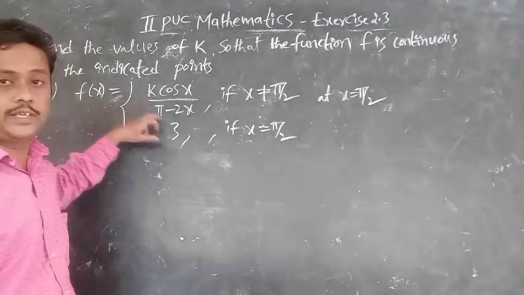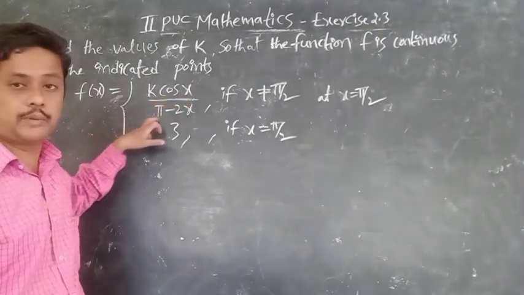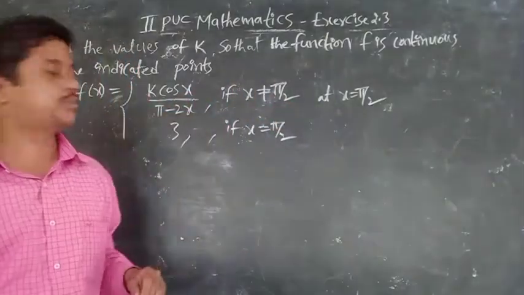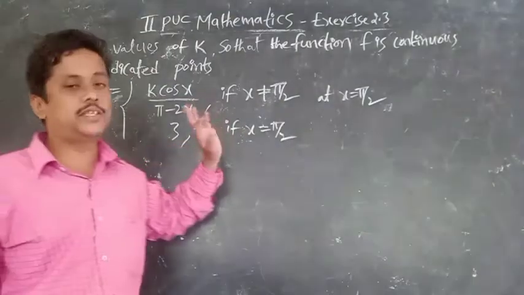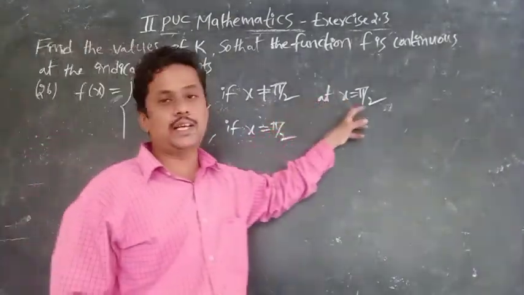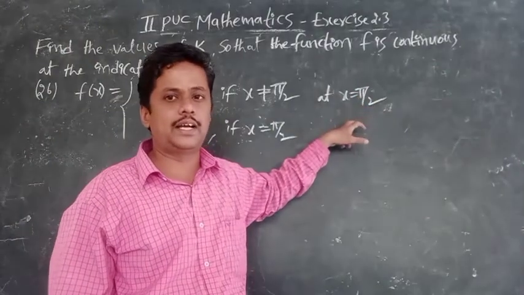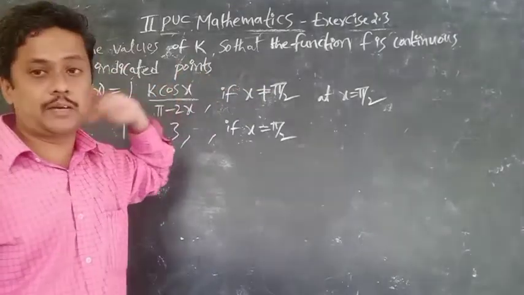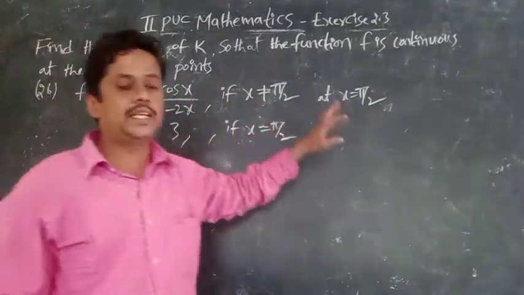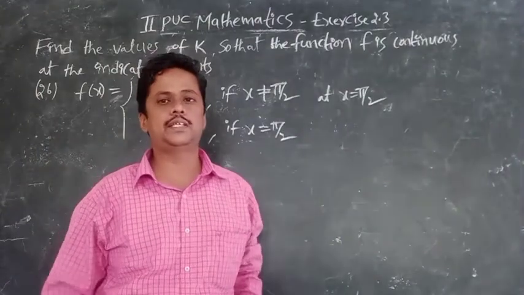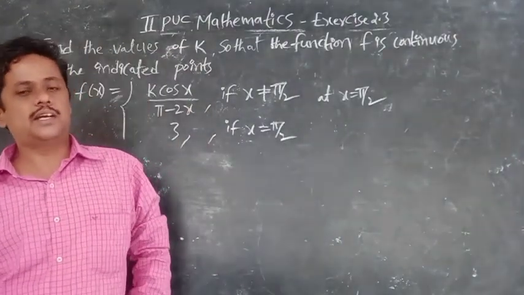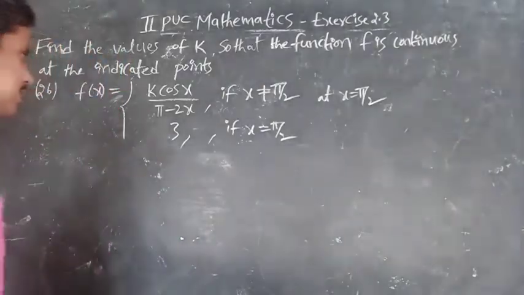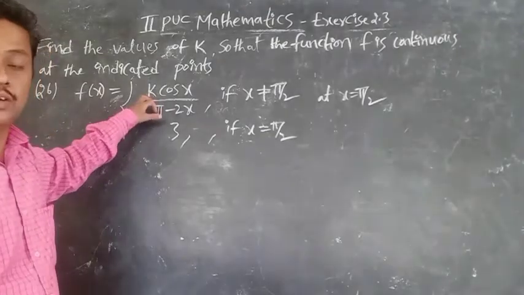So f of x is equal to k cos x divided by pi minus 2x if x is not equal to pi by 2, and 3 if x is equal to pi by 2, and it is continuous at x equals pi by 2. The word continuous is already written above: the function f is continuous at the indicated points. So it is continuous at x equals pi by 2, and I have to find the k value.